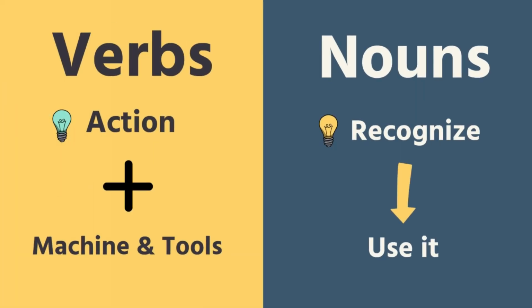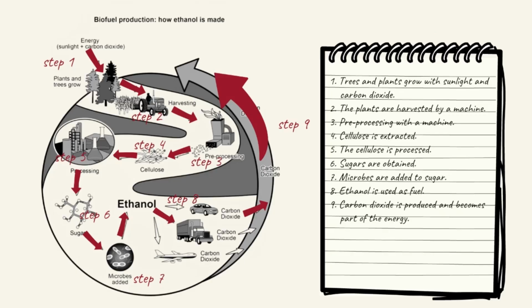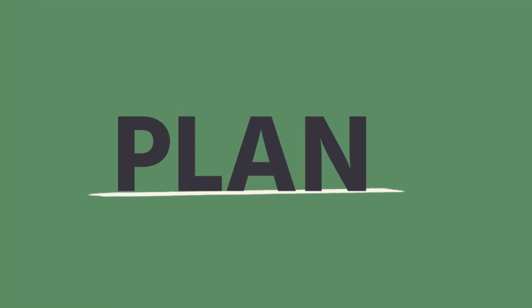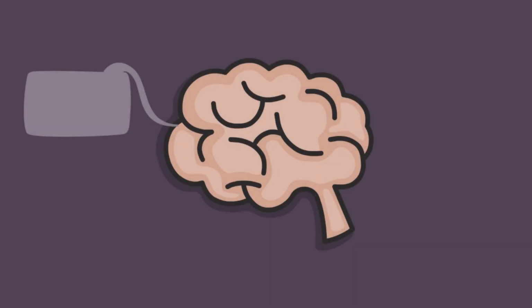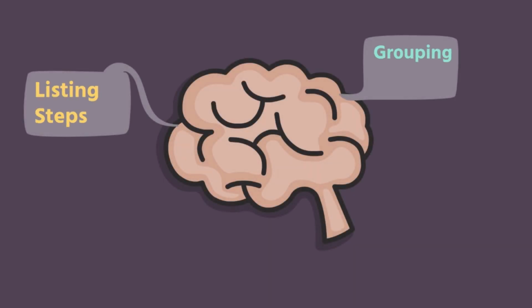So don't stress about unfamiliar words in diagrams. You can guess their meaning based on the context and the pictures provided in the diagram. Now that we have gone through the steps, it's time to plan your ideas. Planning matters. Planning for a process diagram isn't just about listing the steps. It's about grouping the information logically and highlighting the key stages.